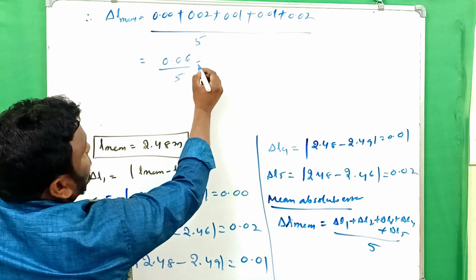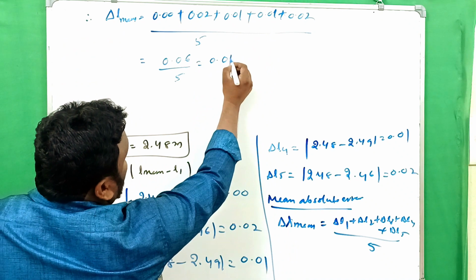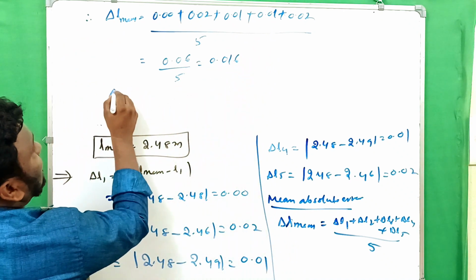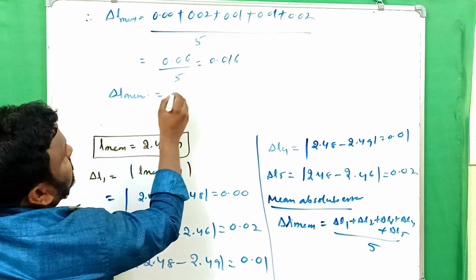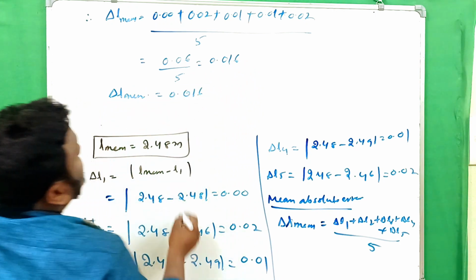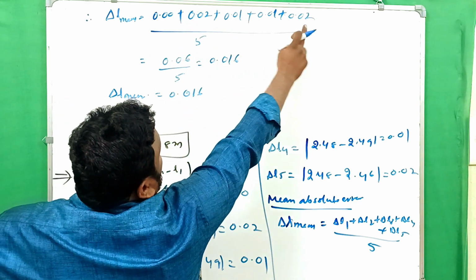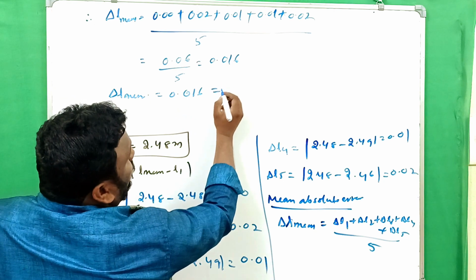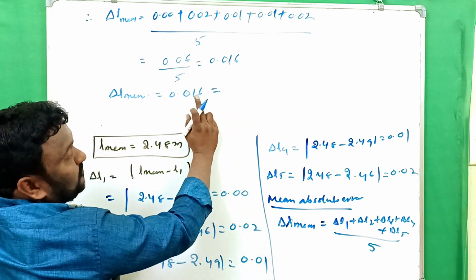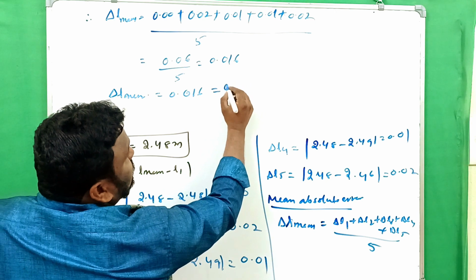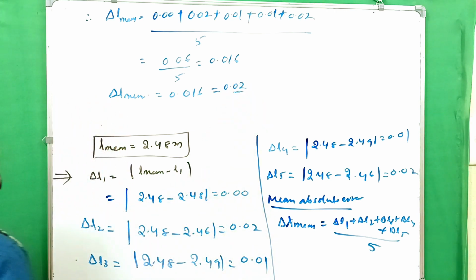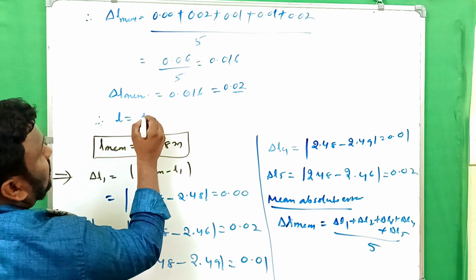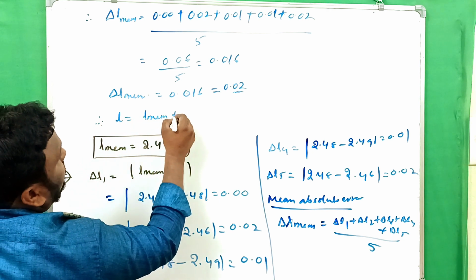5 ones are 5, and again 3 gives 0.016. So delta L mean is equal to 0.016. In this expression we have only 2 decimal places, but here there are 3, so we have to round off. 6 is greater than 5, so 1 is added to the 1. Therefore it is 0.02.